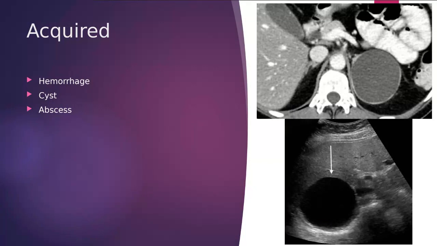Next, we have some other acquired conditions that can affect the adrenal glands. Any organ can hemorrhage, right? Any organ that receives vascular supply can hemorrhage. The adrenal gland is no different to that. They can also grow cysts, which, as we know, are typically going to be benign and not worrisome.